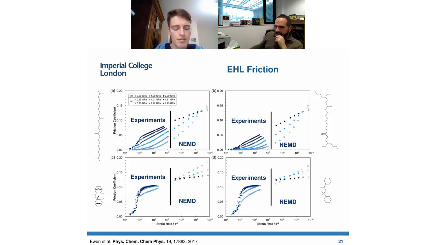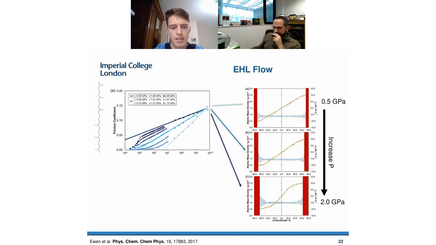Whereas for the traction fluids, friction is much higher, so it shoots up at low slide-roll ratios, and then reaches basically a steady state value that it stays at no matter how high you go in pressure or sliding velocity. That's something that's called a limiting shear stress, and it's not massively well understood. But essentially what we did here was also to look at the flow inside the contact.